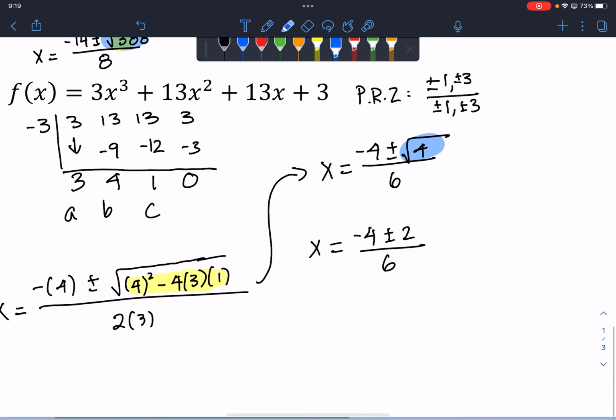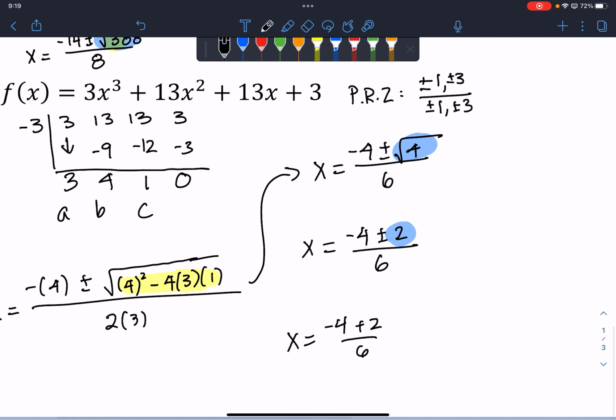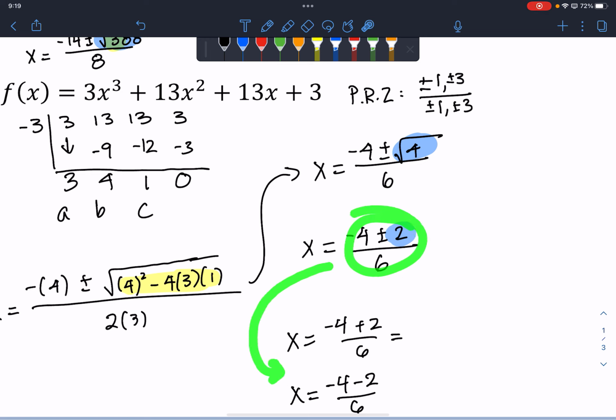Again, this is equal to 2. So now we have this value here, and we have two solutions. We have x equals either negative 4 plus 2 divided by 6, and the other possibility is that x equals negative 4 minus 2 divided by 6. Again, from this statement right there, we can break it up into those two solutions.